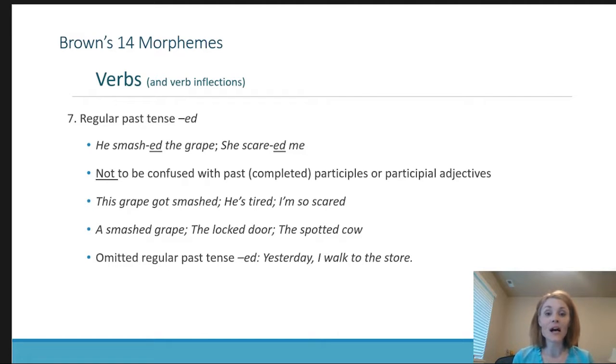And an example of a child omitting the regular past tense -ed form would be if they said something like, yesterday I walk to the store. Right, and so that was an obligatory context for the -ed morpheme, and they should have said, I walked to the store.